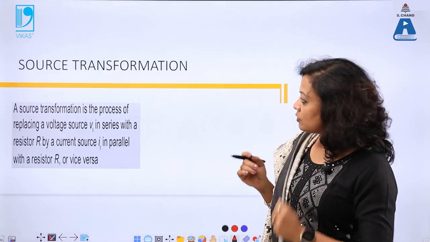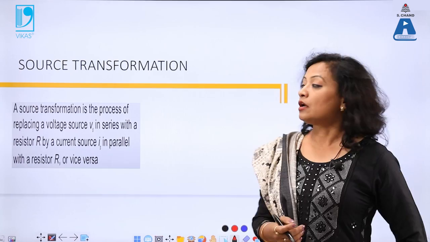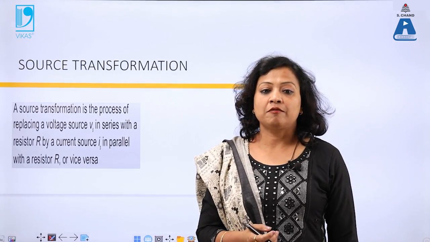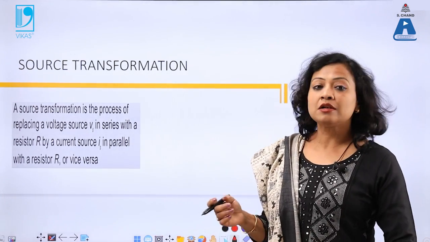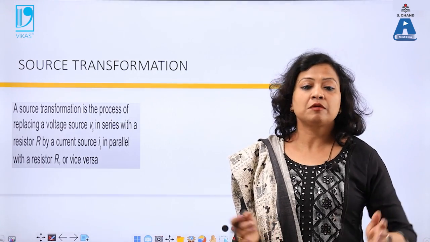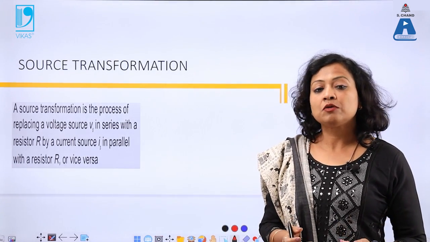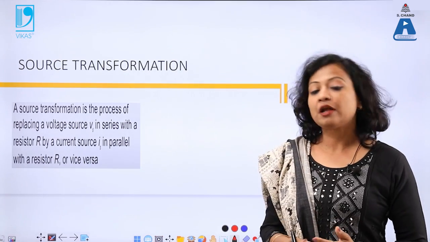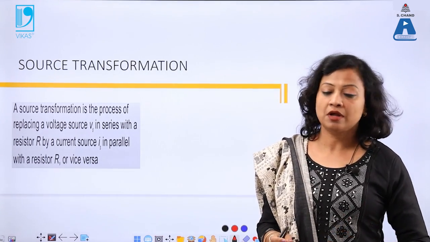and can finally solve my complicated circuit. So, this source transformation is a very helpful way of solving the network, where in a single step I can convert my complicated circuit into a very simple circuit and find out current, voltage or power in a given circuit.